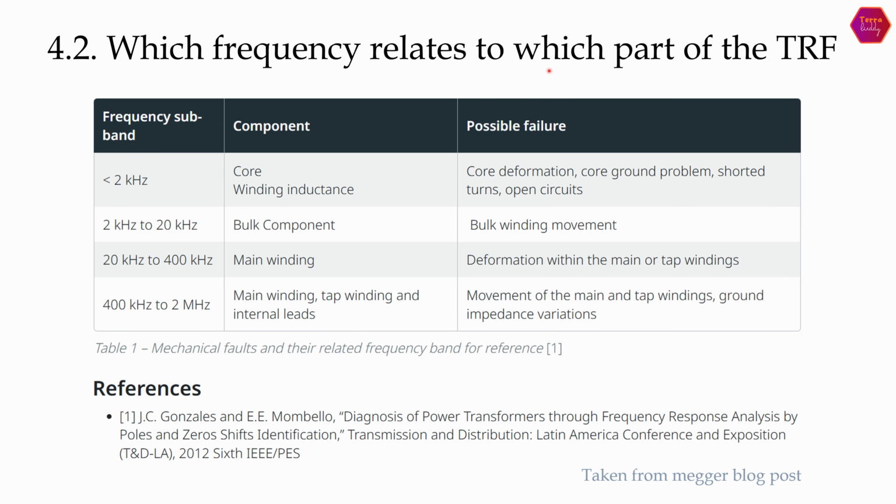Which frequency relates to which part of the transformer? The SFRA response is made from 20 Hz to 2 MHz. The overall frequency band is divided into several subbands. Now different parts of the transformer affect different frequency regions of the response. As you can see from the table, the core affects the frequency band that is less than 2 kHz. Winding of the transformer affects the frequency band from 2 kHz to 400 kHz. Frequency above 400 kHz is affected by the tap winding and internal leads.